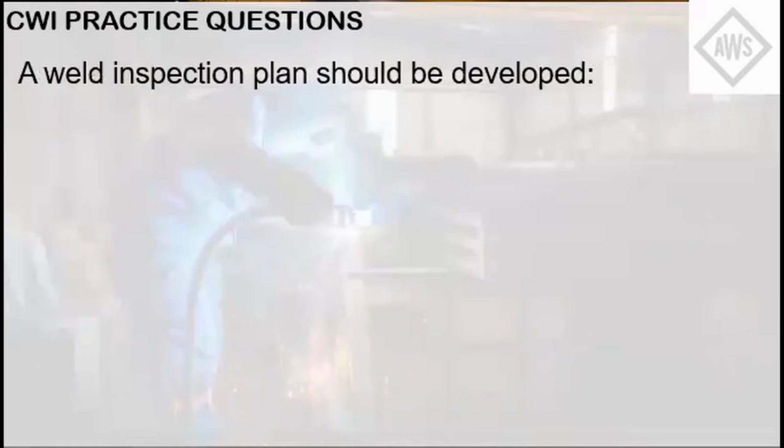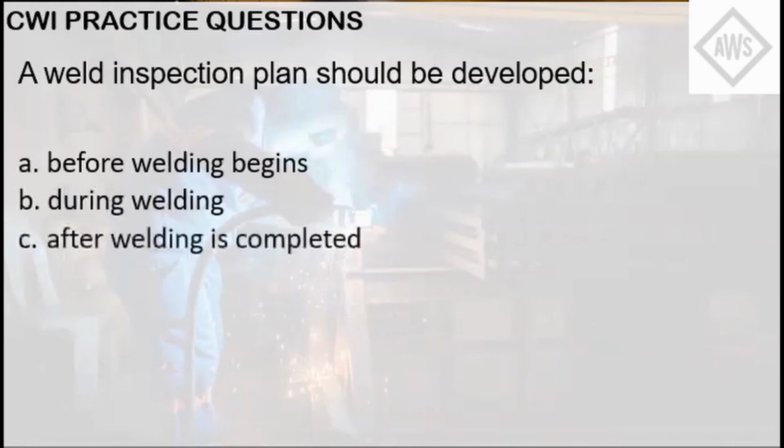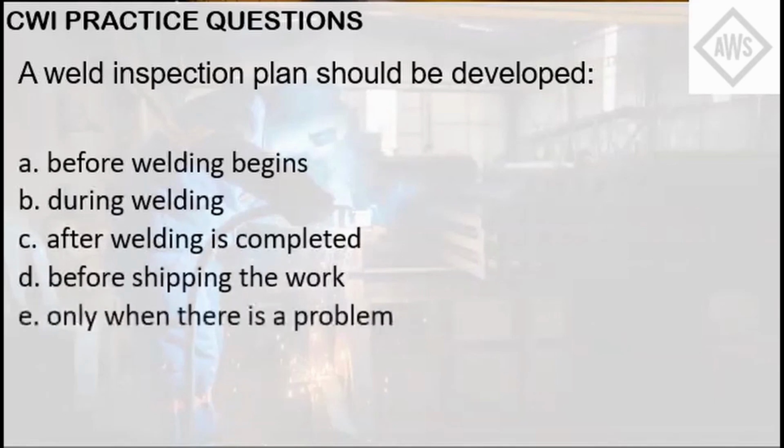Next question. A weld inspection plan should be developed A. Before welding begins, B. During welding, C. After welding is completed, D. Before shipping the work, letter E. Only when there's a problem. A weld inspection plan should be developed before the welding begins, which is the answer.